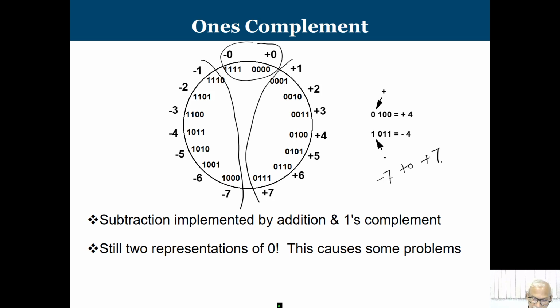Now you see that for positive numbers, the bit pattern is the same for sign magnitude and 1's complement form. But the bit patterns for negative numbers are different in sign magnitude and 1's complement form. In sign magnitude this is -0 and this is -7, but in 1's complement this is the representation of -7 and this is the representation of -0.